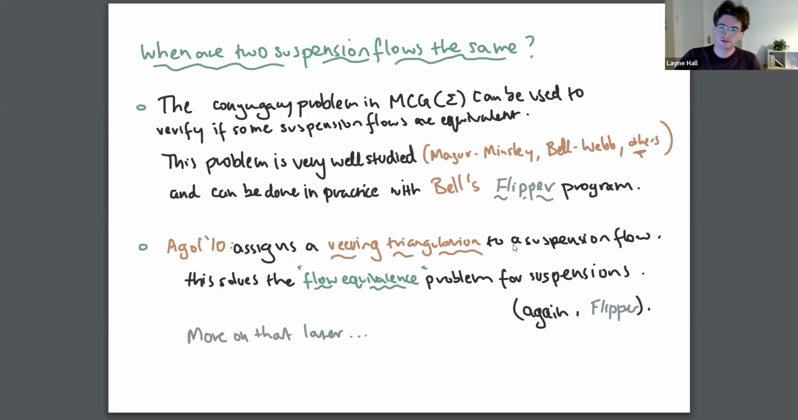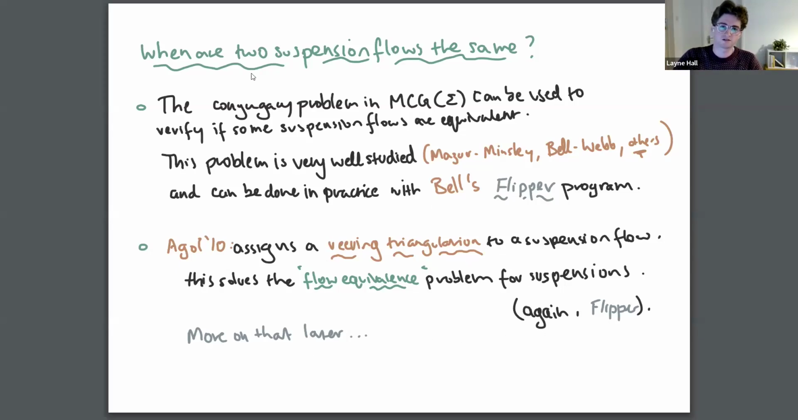And once again, this is implemented in Flipper. So you can go to Mark Bell's program, take two different conjugacy classes of pseudo-Anosovs from different fibers and ask, does this happen to be the same suspension flow? And it will be able to tell you. We'll see more on this veering triangulation a little bit later.